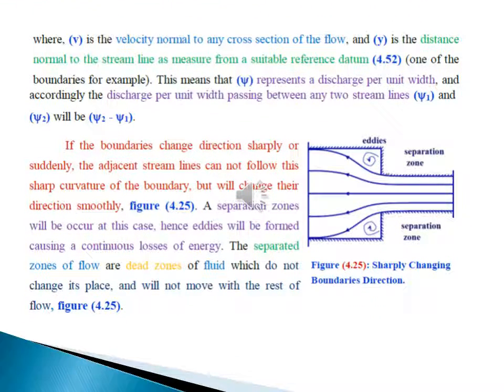If the boundaries change direction sharply or suddenly, the adjacent streamlines cannot follow this sharp curvature of the boundary, but will change their direction smoothly. Separation zones will occur in this case. Hence, eddies will be formed, causing a continuous loss of energy, as shown in the enclosed figure.